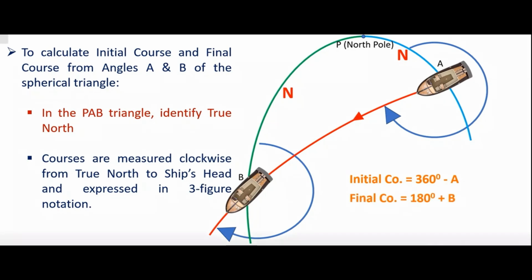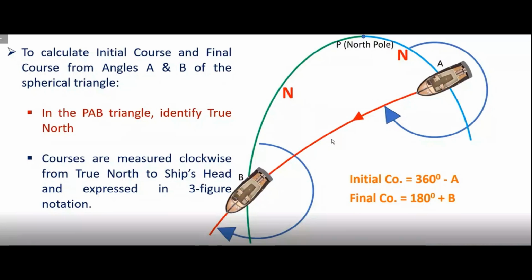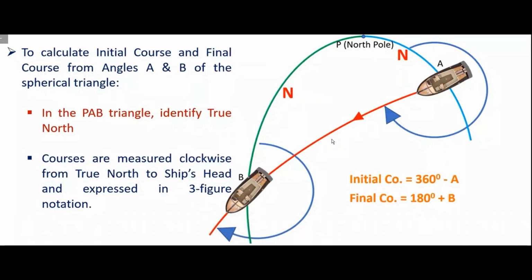Okay, so in this case, beta, you see the ship is moving on a westerly direction track. The first example which we saw, the ship was moving on an easterly track. So in this case, the initial course is 360 minus angle A of the triangle, and the final course is 180 plus angle B of the triangle. So let me know if you have any doubts in this diagram, beta. No, sir.